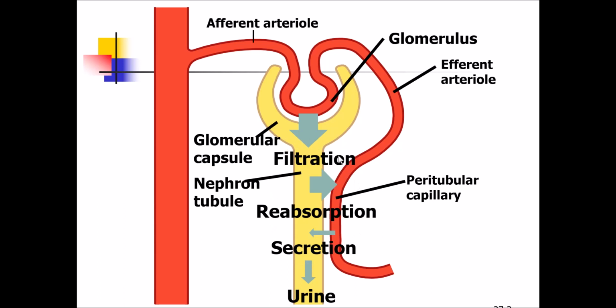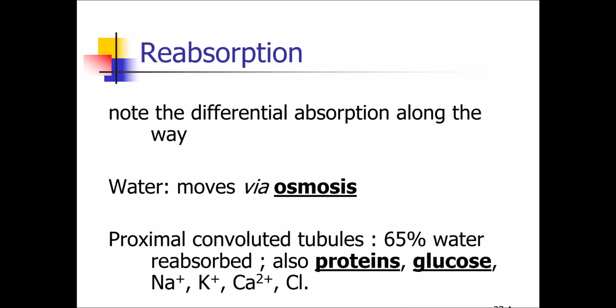There's filtration at the glomerulus, and then there's reabsorption and secretion. These are movements of molecules in opposite directions from the capillaries and into the tube. Then from here, we have the release of urine from the tubule, and we've talked about that urinary tract. So reabsorption, let's just say it again. Reabsorption is the movement of molecules from the tube, from the filtrate solutions, back into the blood.